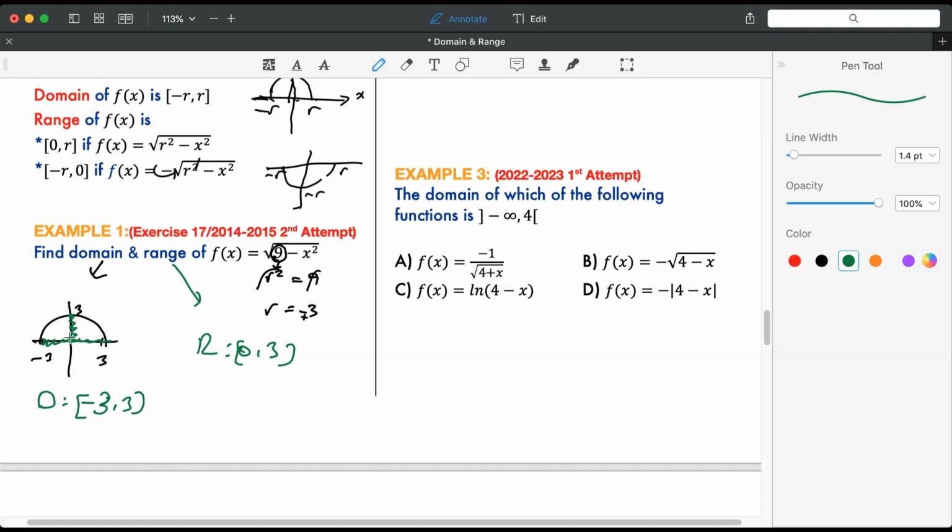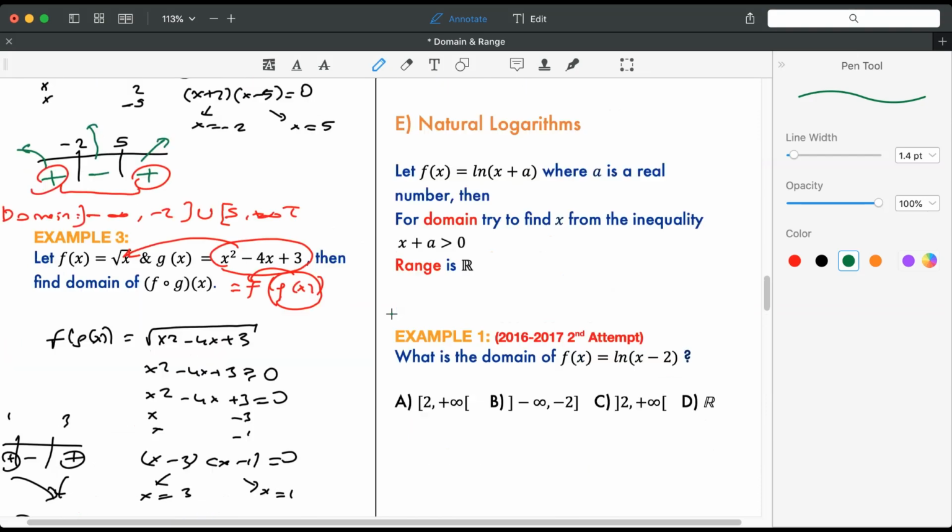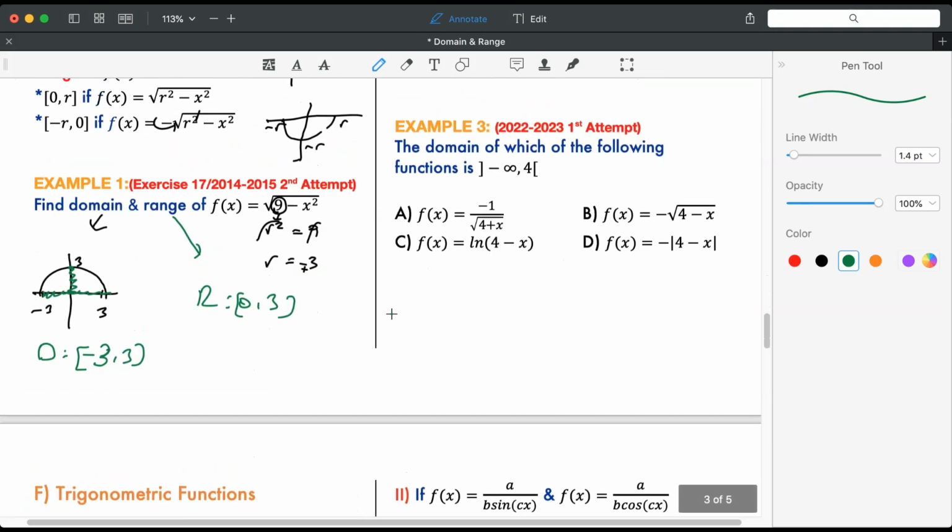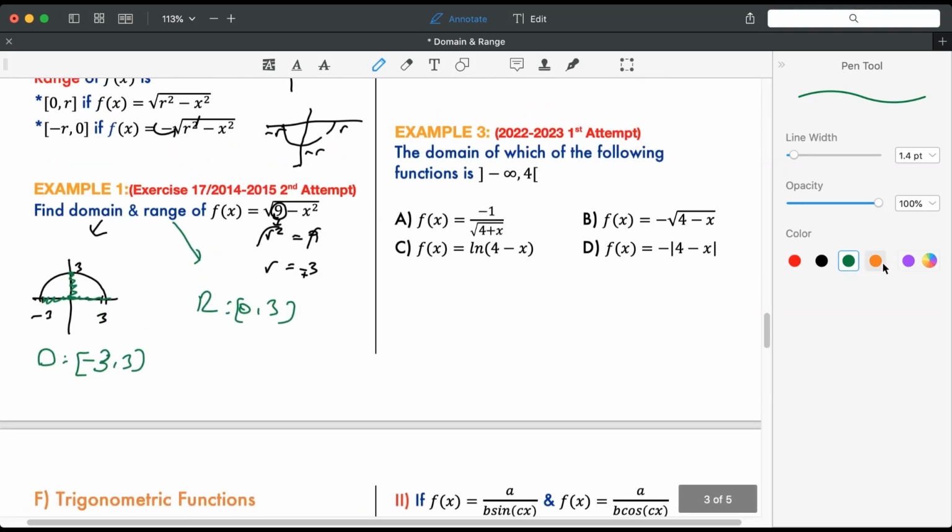You don't have to sketch this, of course. After you find r, you can directly say negative r to r, negative 3 to 3 is the domain, and the range is 0 to 3, because the sign in front is positive. Easy peasy. So what is the difference between 9 minus x squared and x squared minus 9?